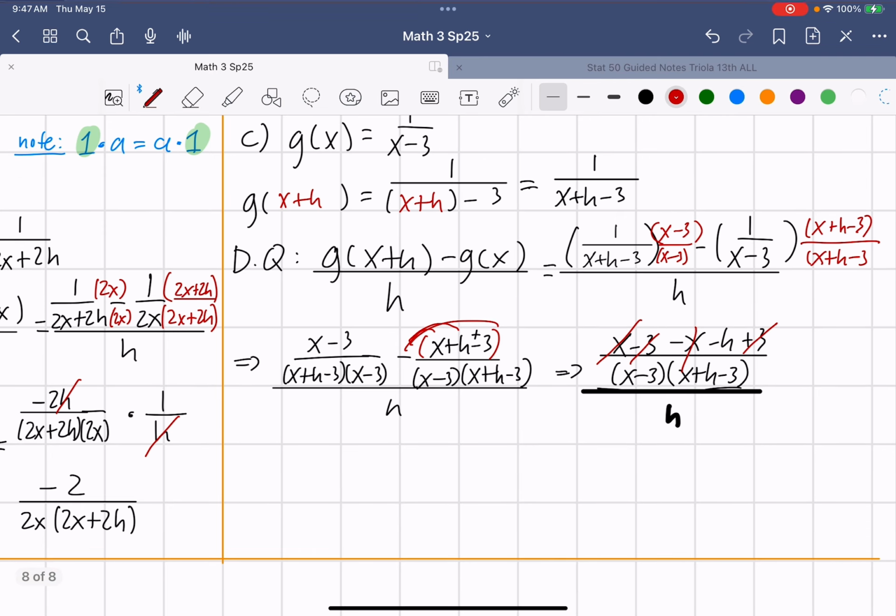And we're going to do the same step as before. This h is like h over 1, and we're just going to multiply it by the reciprocal. So all that's left in the numerator is negative h over x minus 3, x plus h minus 3 times 1 over h. The h's simplify, and you're left with 1 over negative 1, right? Because there's still that negative there, of x minus 3 times x plus h minus 3. And that's the difference quotient for that one.